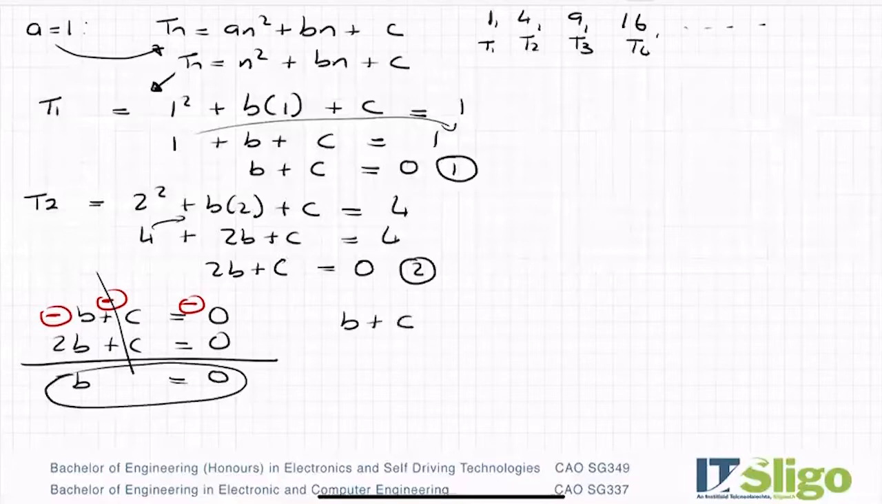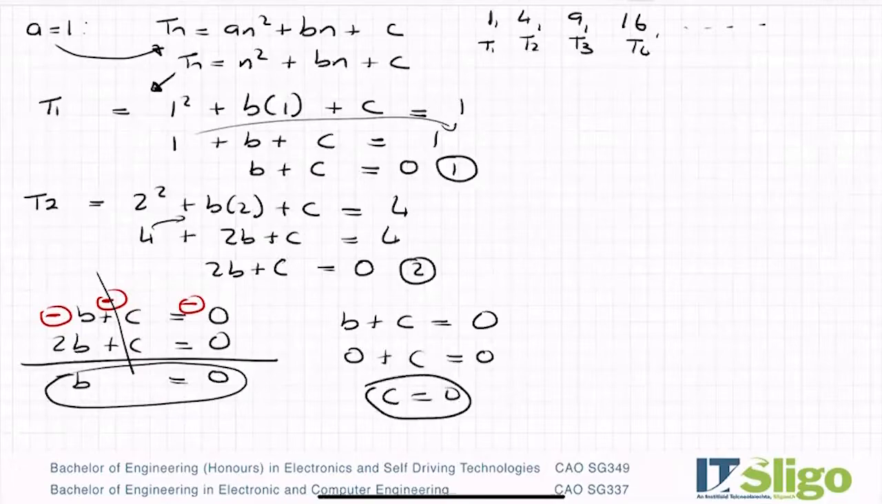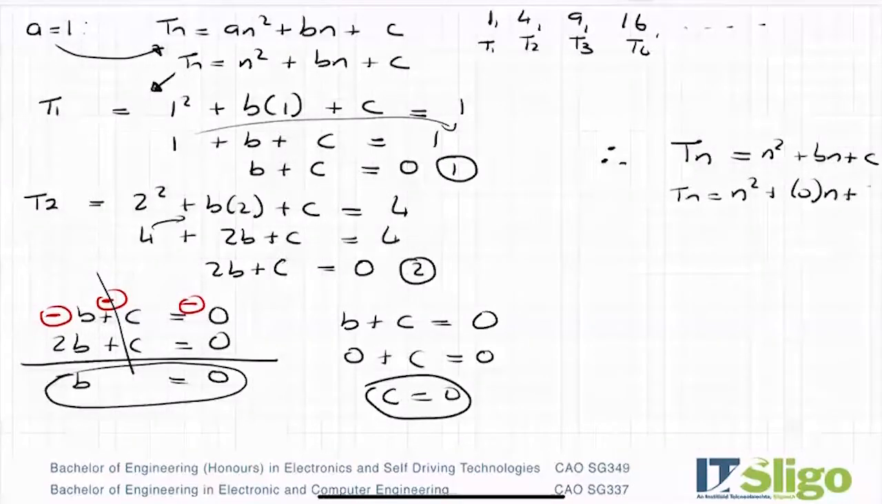If you've taken term 1 like we did, you'll have an expression that says b plus c is equal to whatever, 0 in our case. Sub in your 0 here, and we're getting 0 plus c is equal to 0, so c is also equal to 0. So that means that our general term Tn, if you remember, was n squared plus bn plus c. It's then equal to n squared plus 0 times n plus 0. So our general formula is just n squared.